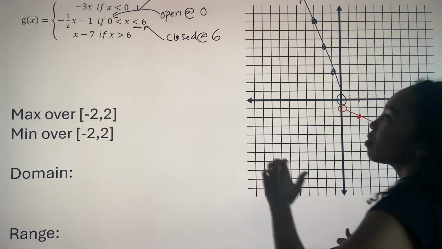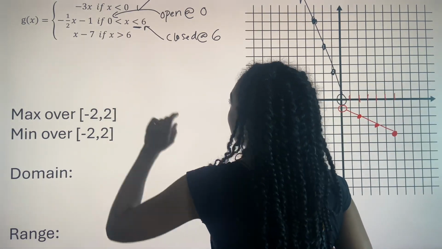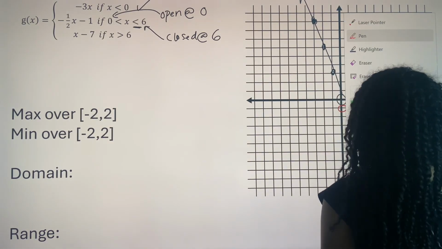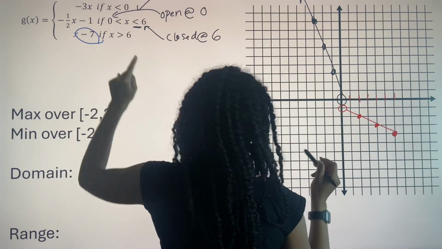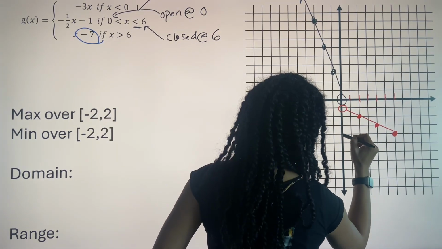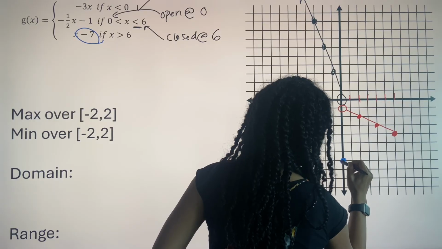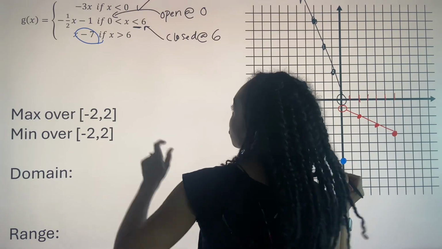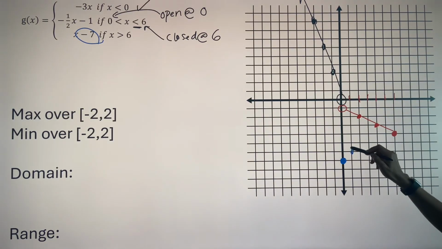Okay, now the last one, we have x minus 7. So my y-intercept is negative 7. 1, 2, 3, 4, 5, 6. Negative 7 is right here. And your slope is just 1. So it looks like this.